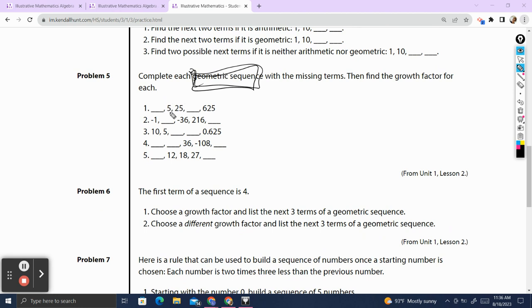And let's get started. From 5 to 25, we multiplied by 5. So 25 times 5 is 125. That's going to go there. And if we're going backwards, we're going to divide by our rate of change, and that's going to be 1.